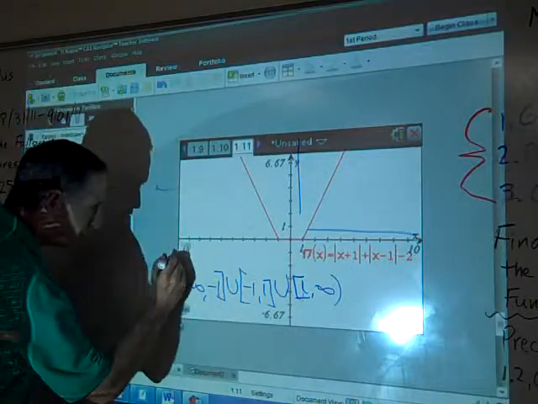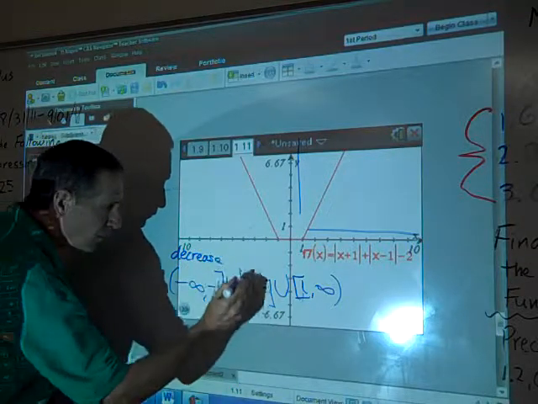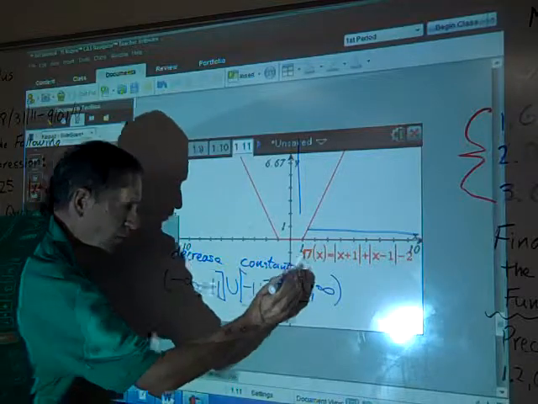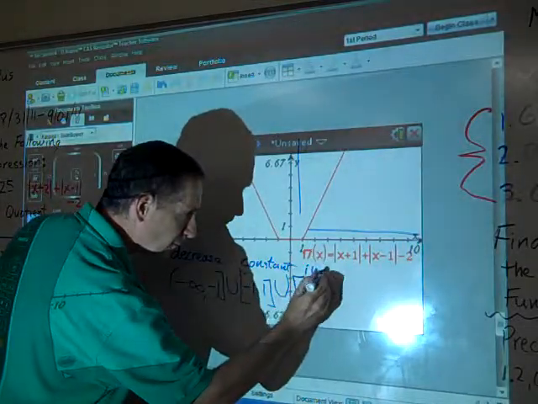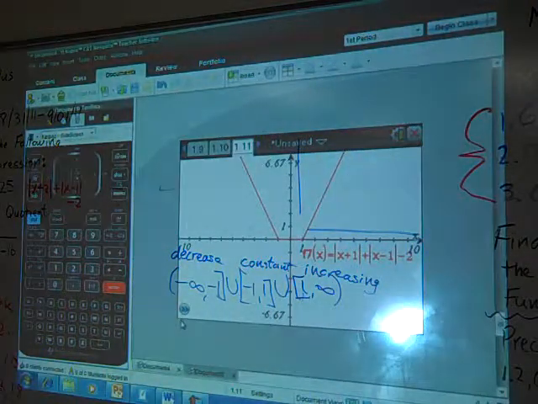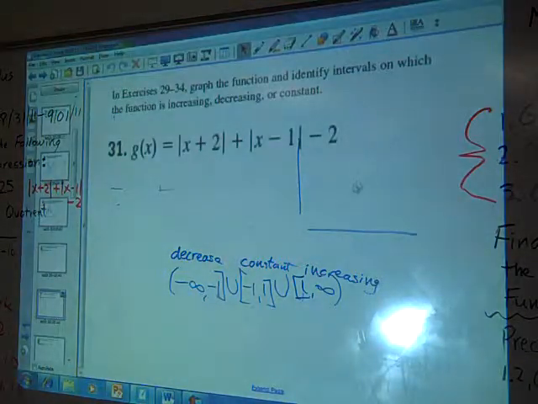So I'm going to put decreasing, constant, and increasing. That's pretty good to work through. Now I'm going to go ahead and minimize. And so we can see it right there, our problem, it's worked out. So we will just stop there. Thank you, class.